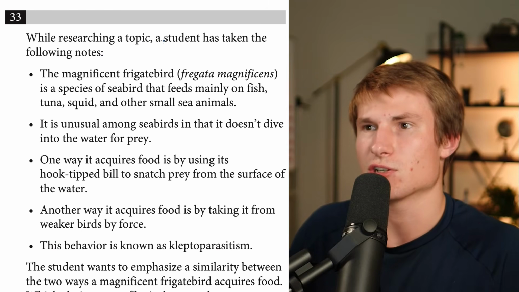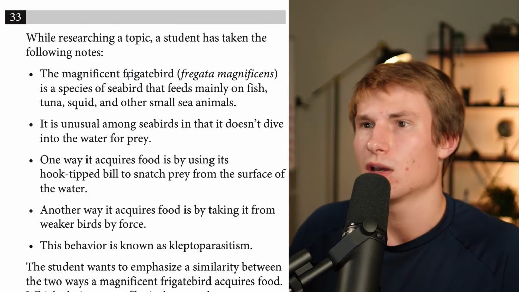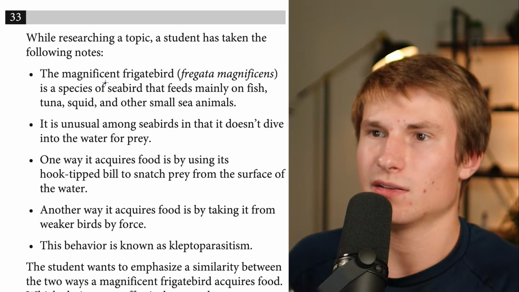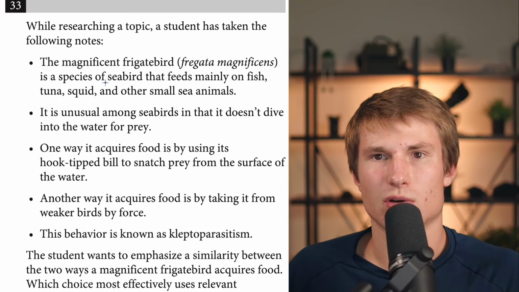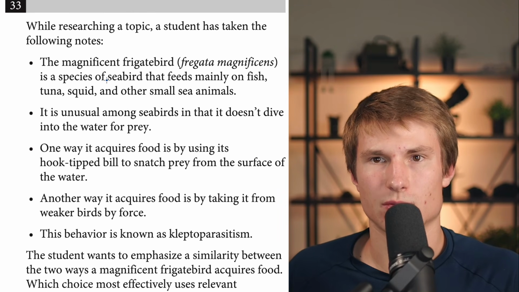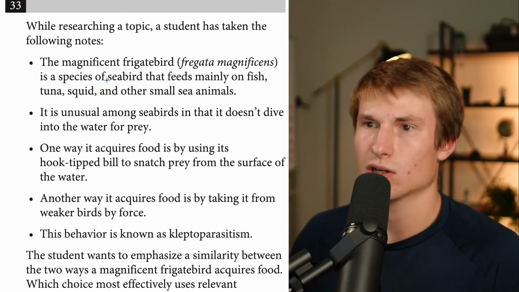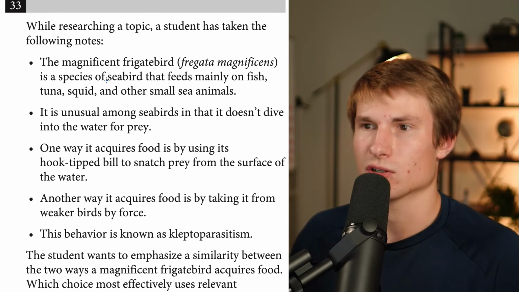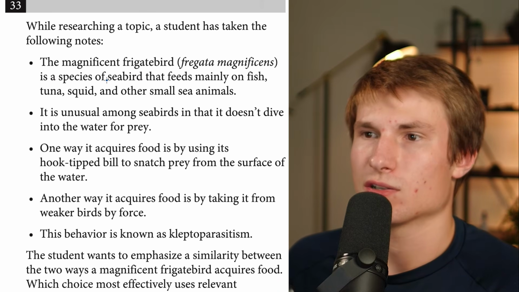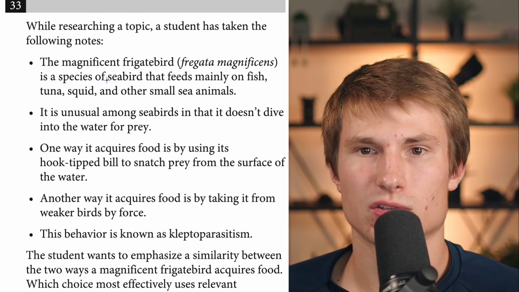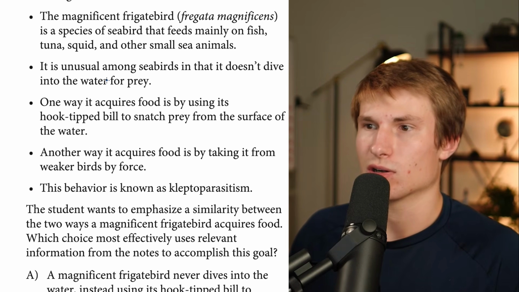Question 33. While researching a topic, a student is taking the following notes. The magnificent frigate bird is a species of seabird that feeds mainly on fish, tuna, squid, and other small sea animals. It is unusual among seabirds in that it doesn't dive into the water for prey. One way that it acquires food is by using its hook-tipped bill to snatch prey from the surface of the water. Another way it acquires food is by taking it from weaker birds by force. This behavior is known as kleptoparasitism. The student wants to emphasize the similarity between the two ways a magnificent frigate bird acquires food.